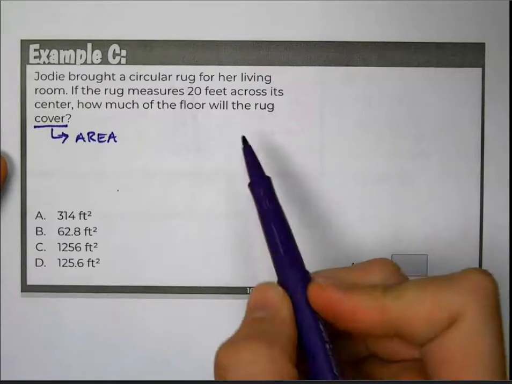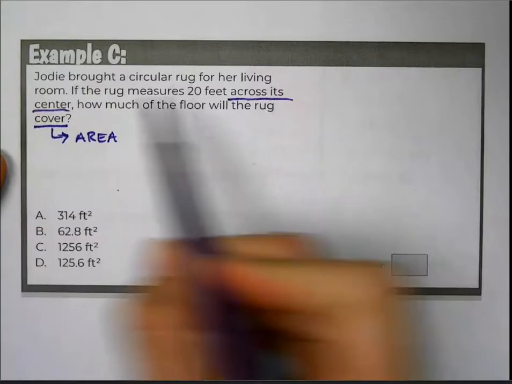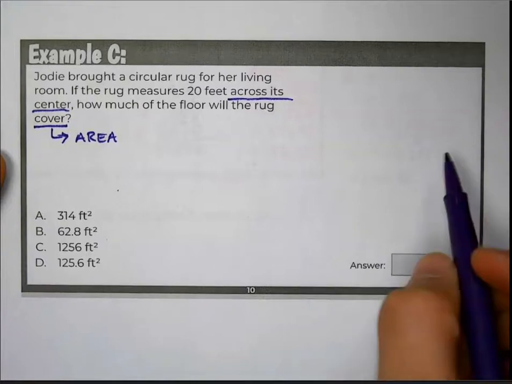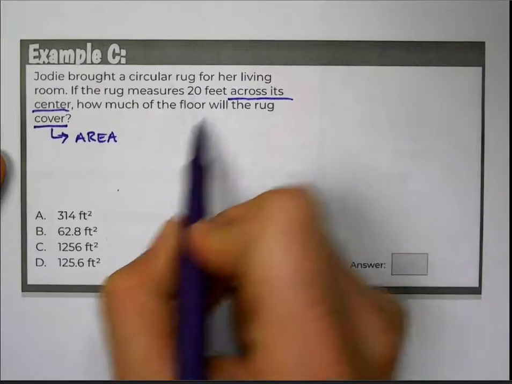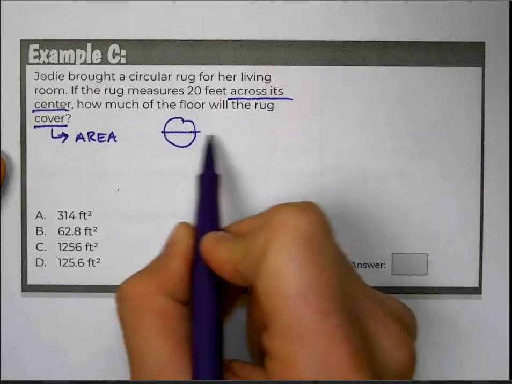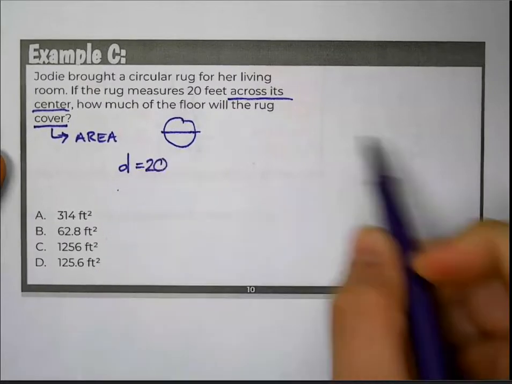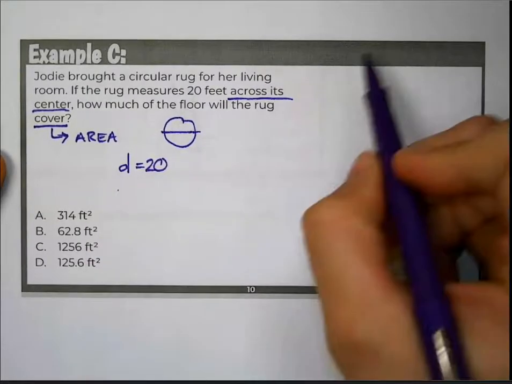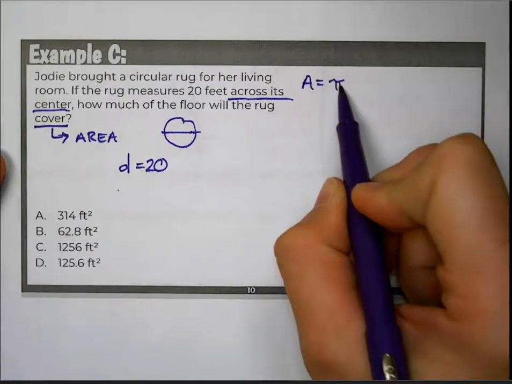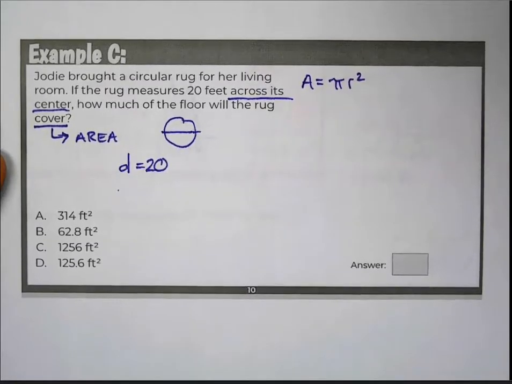It says that it measures 20 feet across its center. So which one goes all the way across its center? All the way across, that is diameter. So they gave us the diameter is 20, and we're trying to find the area. So area equals pi r squared. That's the only formula that there is for area.